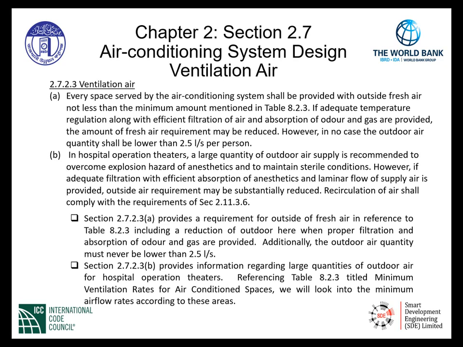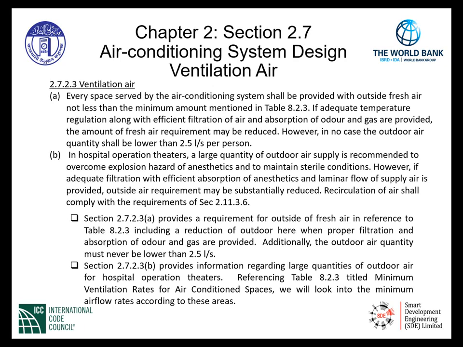Ventilation air. Section 2.7 is titled Air Conditioning System Design Ventilation Air. There are two very important sections here that have to be noted by the code user. The first section is Section A, that indicates every space served by the air conditioning system shall be provided with outside fresh air not less than the minimum amount mentioned in Table 8.2.3.